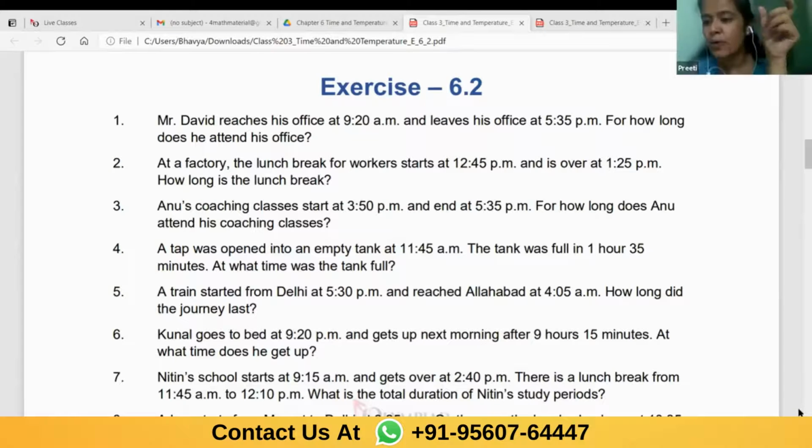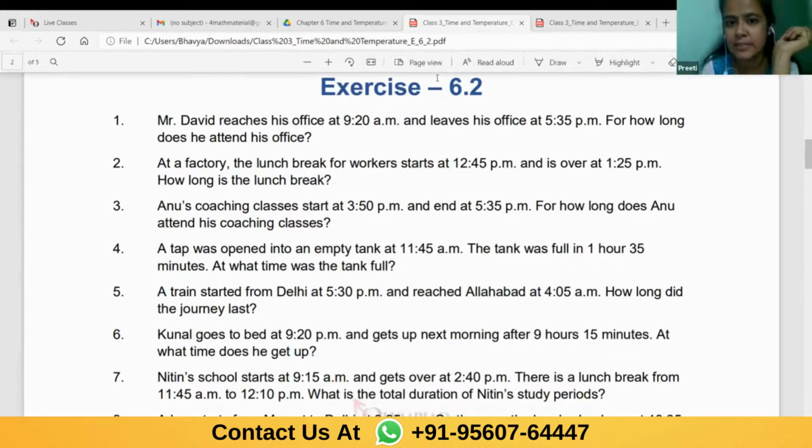Okay. Now, once you get 5 hours and 35 minutes of duration between 9:15 a.m. and 2:40 p.m., then calculate the time of the lunch break. Lunch break is for 25 minutes. So when you subtract 25 minutes from that time, you will get 5 hours and 10 minutes as the final answer. Yes, ma'am.